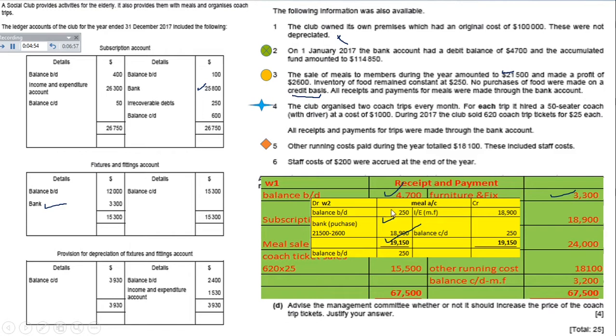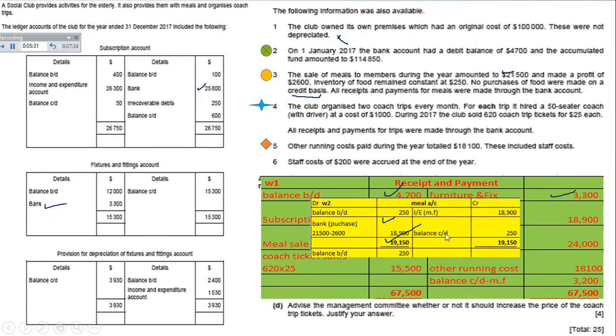So this is your ledger meal account. Now you have an opening balance of 250 because here it's saying inventory of food remained constant at 250. So this is our inventory. So it's our current asset. So you have 250 here. Then no purchases were made on credit basis, meaning there are no credit purchases. And then since there are no credit purchases, what we are going to do is find how much is our cash purchase. So cash purchase is your 21,500 minus 2600. That's your bank. You subtract this, you get 18,900 as your cash purchase.